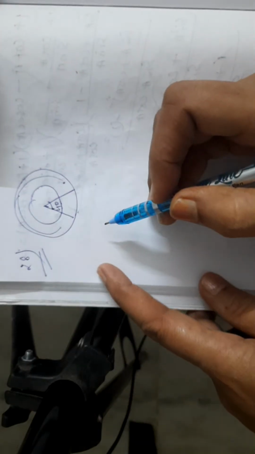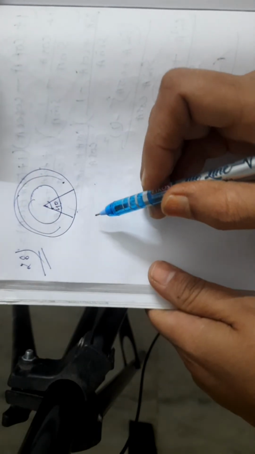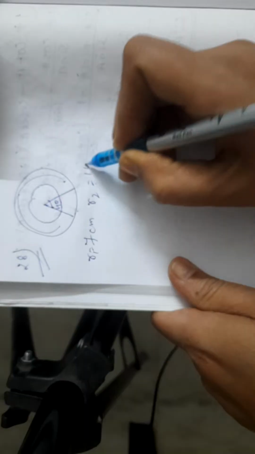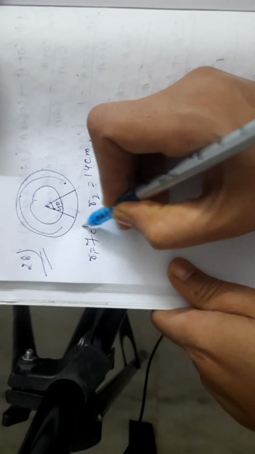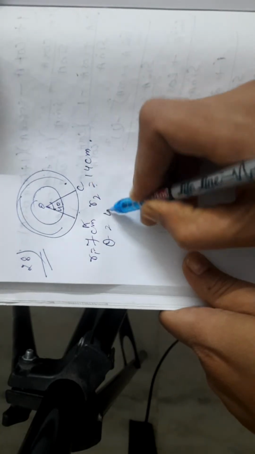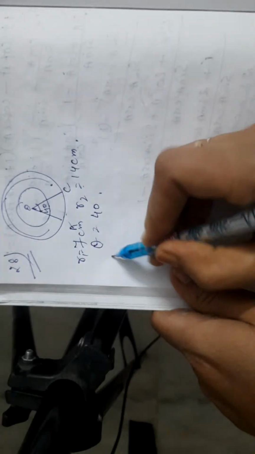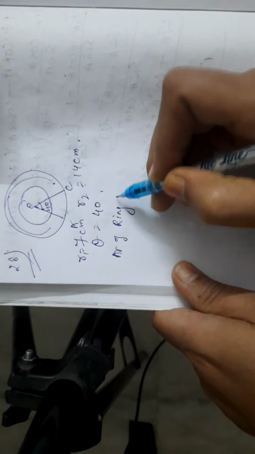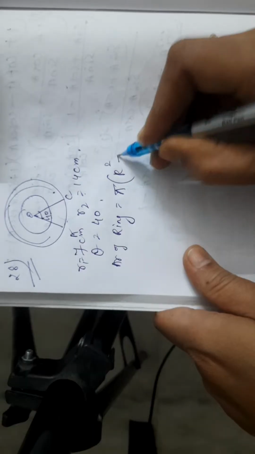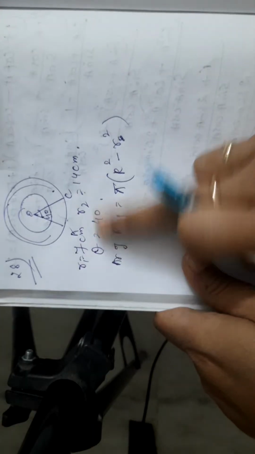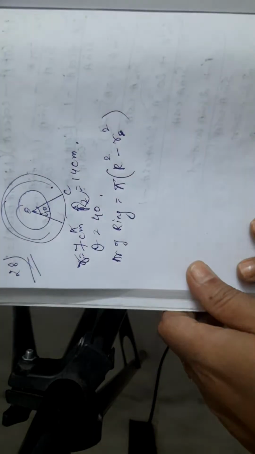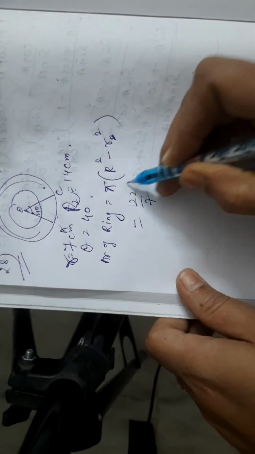Here, area of ring. Two concentric circles are there with radii 7 and 14. R1 is given as 7 centimeter, R2 is given as 14 centimeter, and angle AOC is given as 40. Theta is given as 40. Now the area of the ring. Its formula is pi times capital R square minus small r square. We consider this a capital R and this a small r. Pi is 22 by 7.